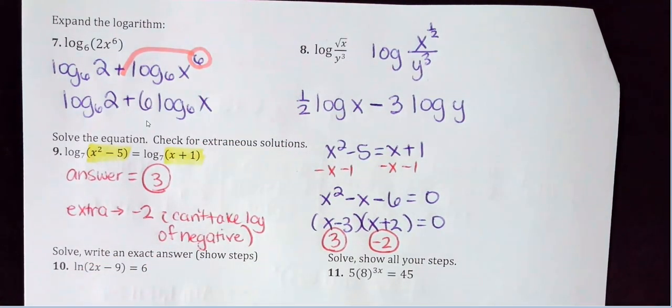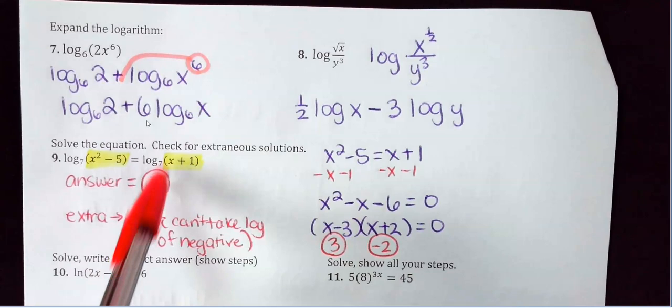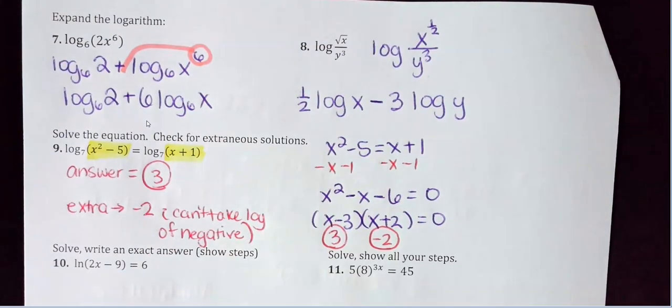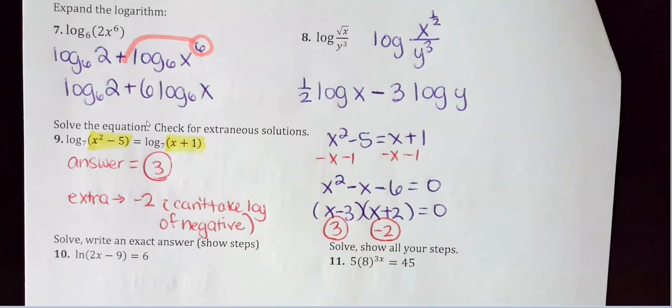The question on the actual exam is going to give you a problem like this, and then it's going to literally say, what is the extraneous solution? So the answer to this question is 3. That would actually work. The extraneous solution there would be -2, because that causes me to take the log of a negative number. Okay. Does anybody have a question?